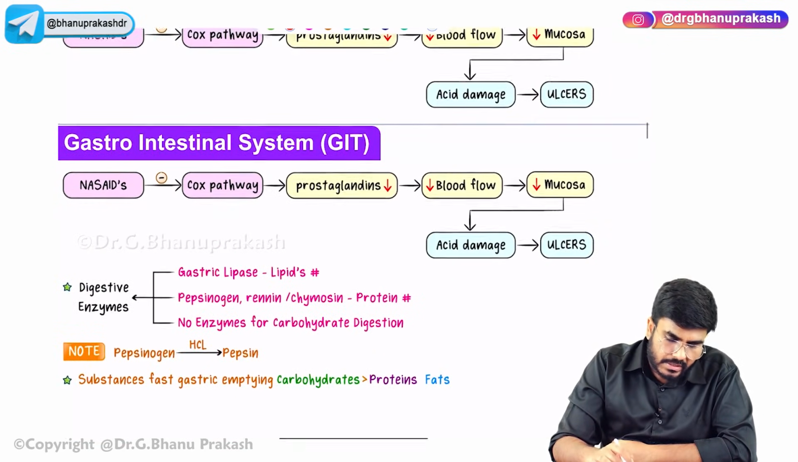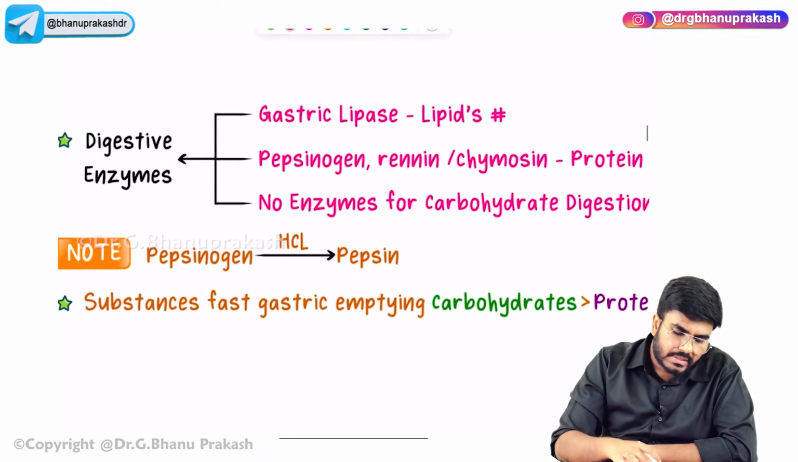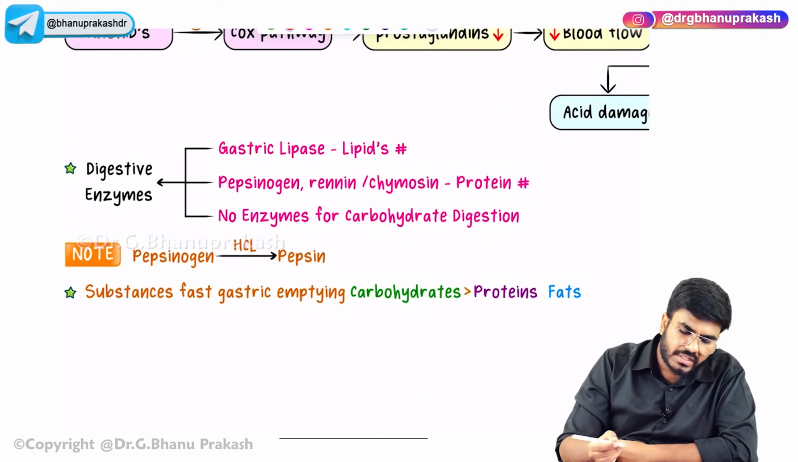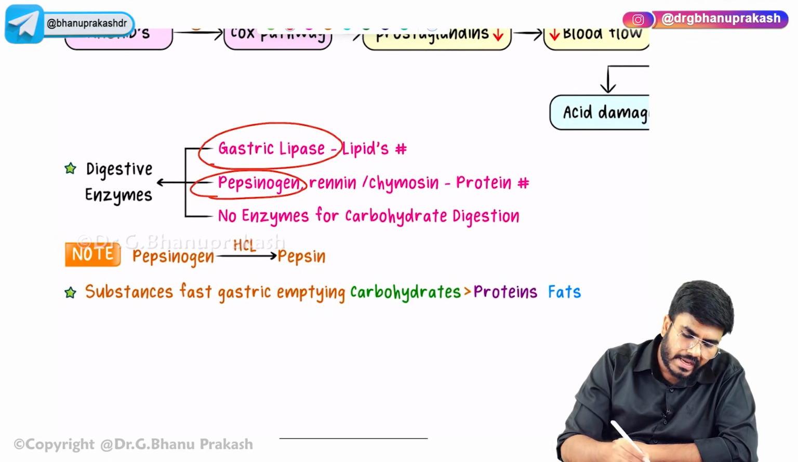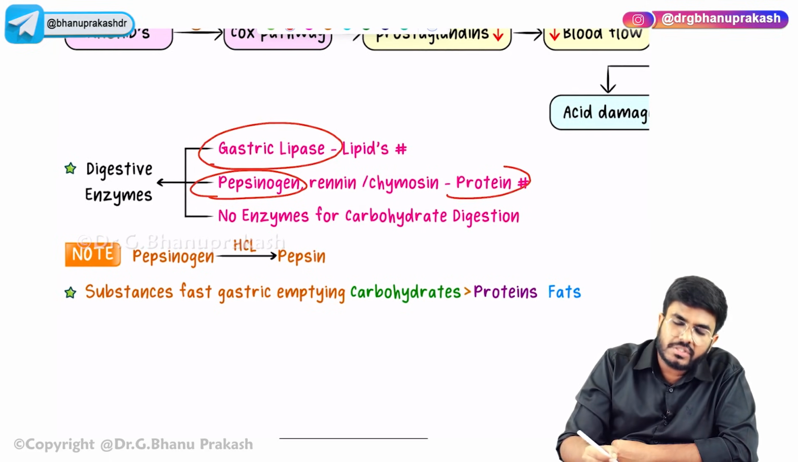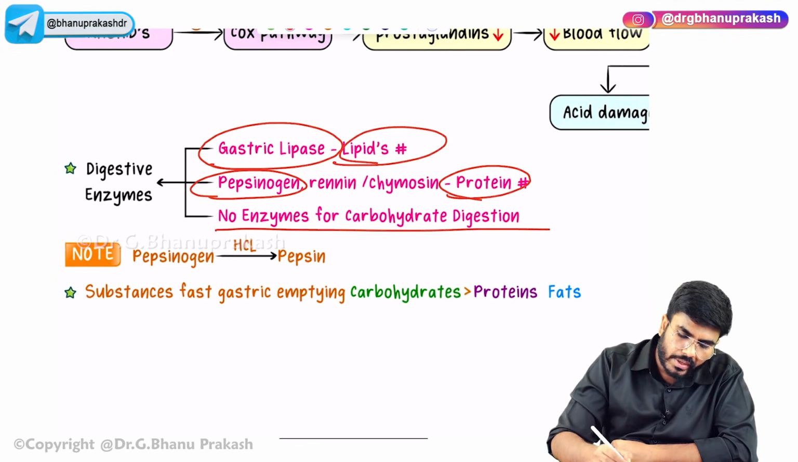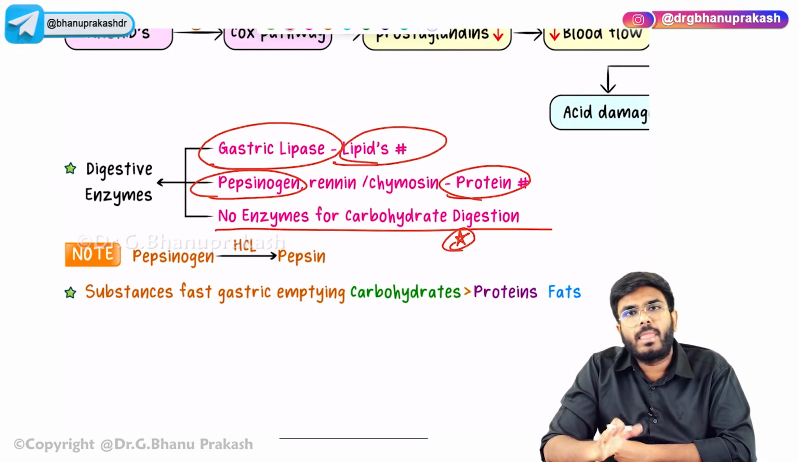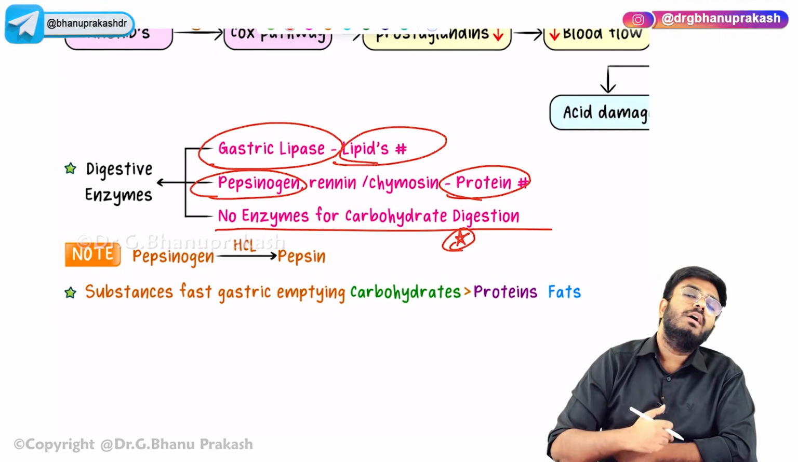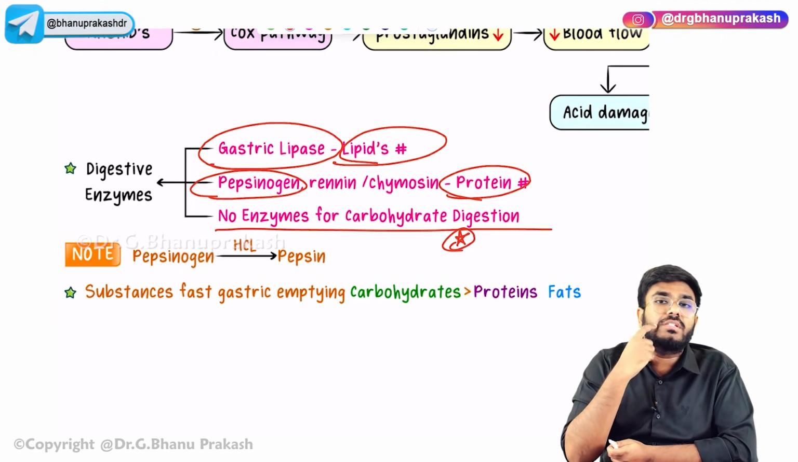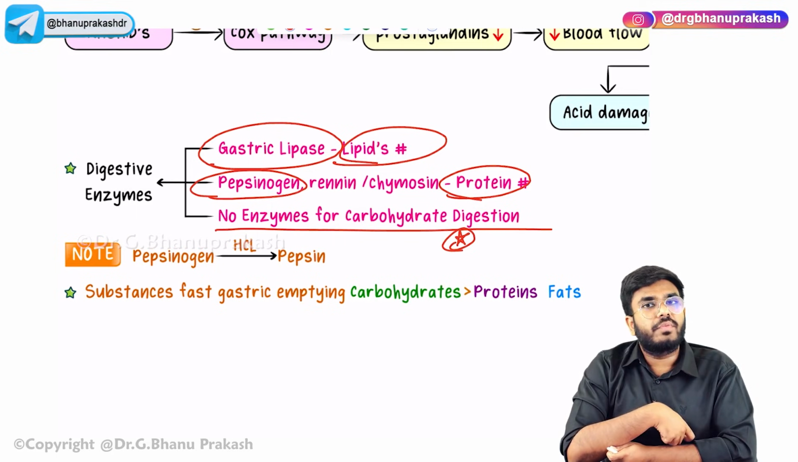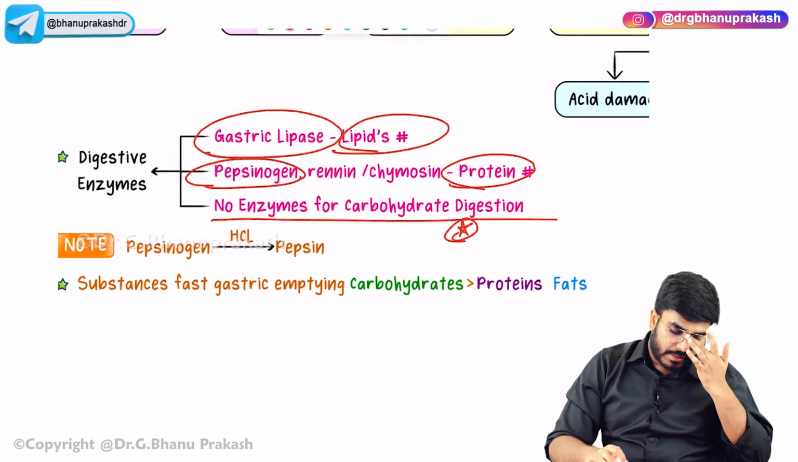Next, what else I want you to know is, in the stomach, I have taught you which digestive enzymes are there: pepsinogen and gastric lipase. Pepsinogen helps in the digestion of proteins, gastric lipase helps in the digestion of lipids, but there are no enzymes for carbohydrate digestion in the stomach. And there are no enzymes for protein digestion in the saliva.